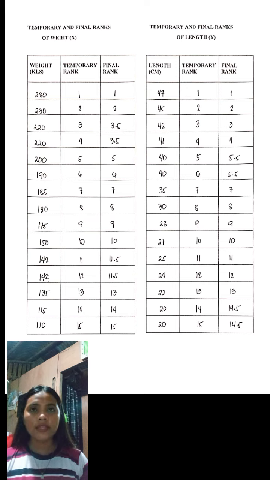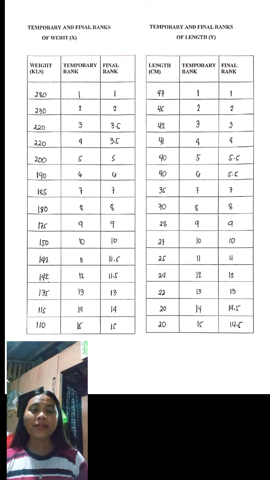Next is 45 centimeter. We have the temporary rank of 2 and the final rank of 2. Next one, we have 42 as our temporary rank of 3, and 3 as a final rank still. And then we have 41 centimeter with temporary rank of 4 and final rank of 4. And then we have 40 centimeter. For the temporary rank, we have 5, and for the final rank, we have 5.5. And for the next one, we have still 40 centimeter, and for the temporary rank, we have 6, and our final rank is 5.5.